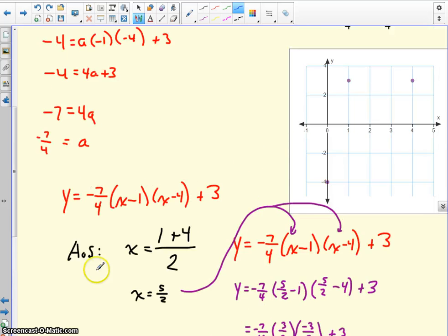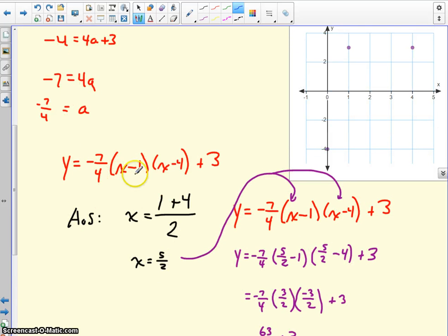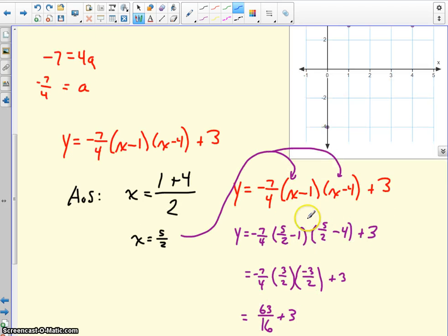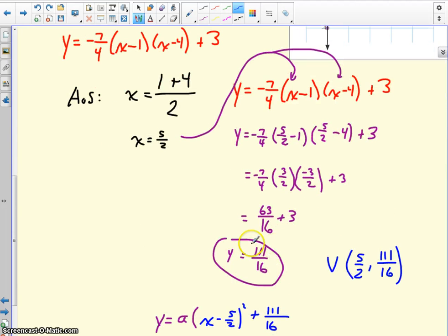Okay, so if you want to see what I've got so far, I started by using the x values here. So both these x values have a y value of 3, 1 and 4, so I can use them to find the axis of symmetry. 1 plus 4 over 2 gives me 5 halves. And to find the y value of the vertex, I substituted into the equation for x to solve for y. Okay, there's a lot of work with fractions here. Once you work through it, you should get 111 over 16 as the y value of the vertex. So you have your vertex at 5 halves for x and 111 over 16 for y.